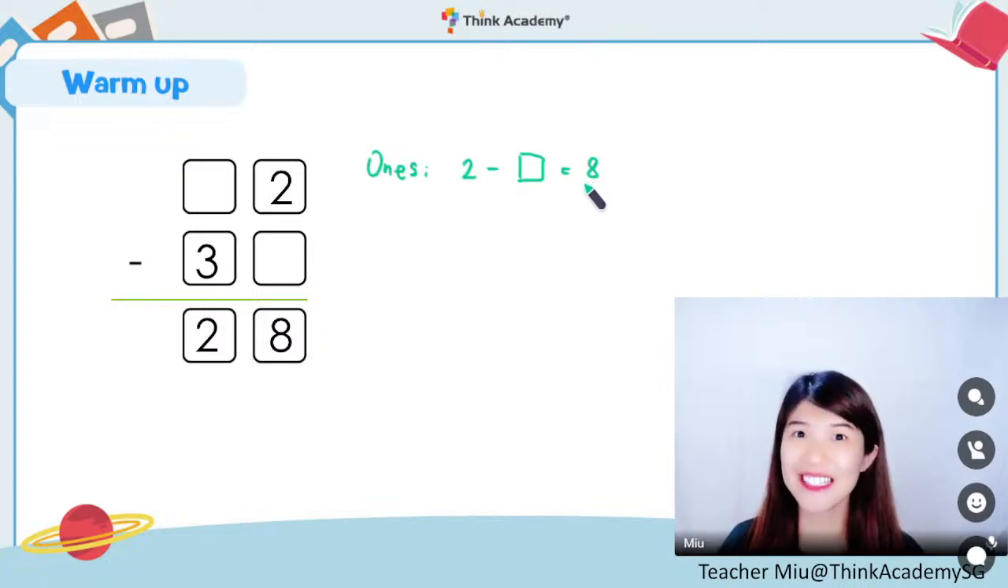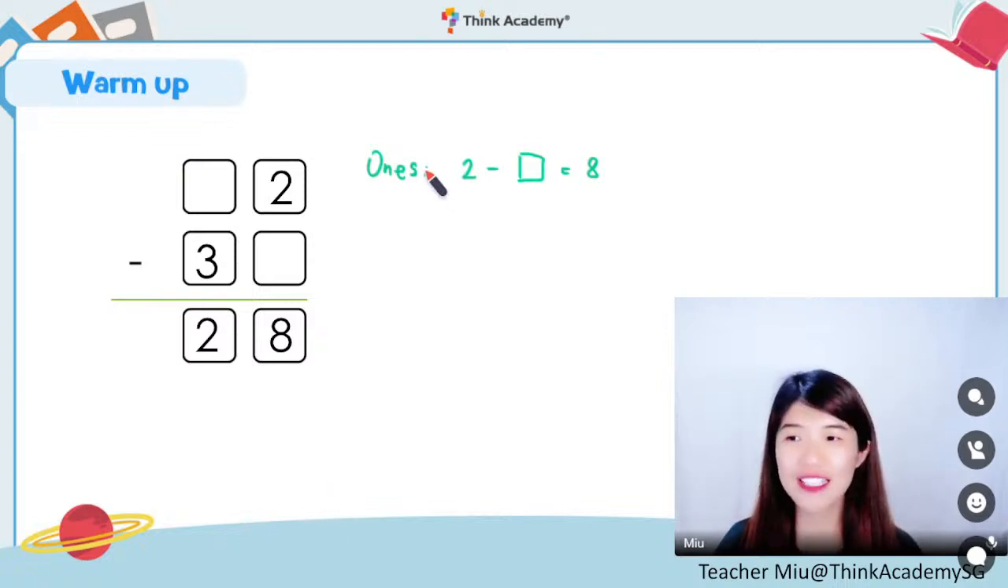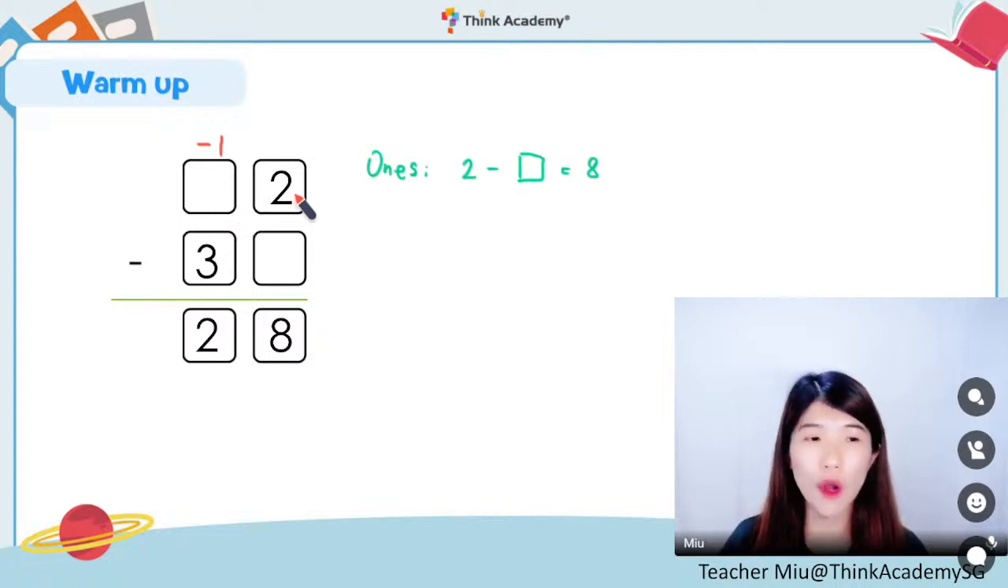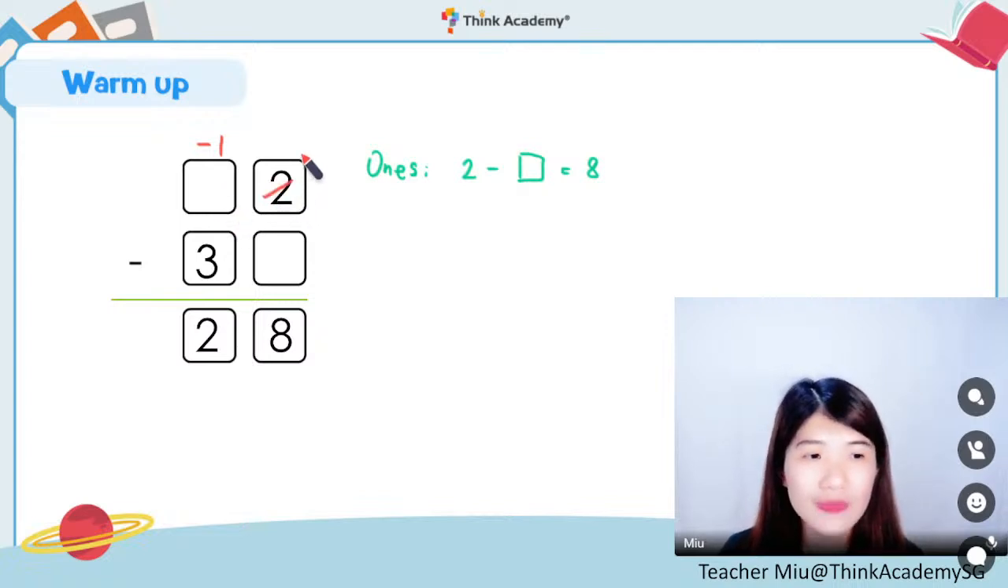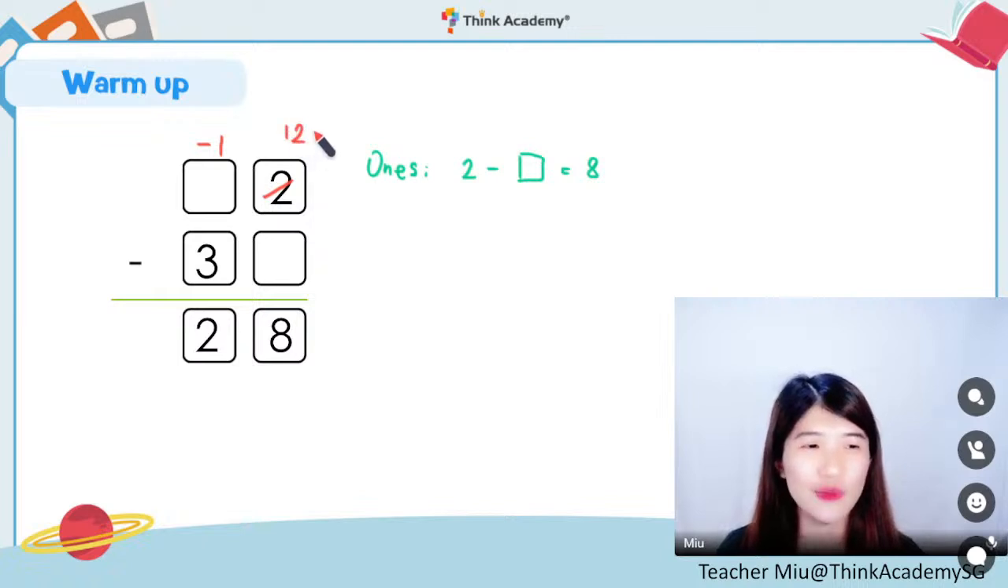Not possible, right? If it is not enough to minus, what should we do? You need to borrow from tens. So now let's just borrow from tens. When I borrow from tens, that means I would take away 1 ten from the tens place. And then this is no longer a 2 but a 12. Well done. So this is a 12 minus a number that gives you 8.